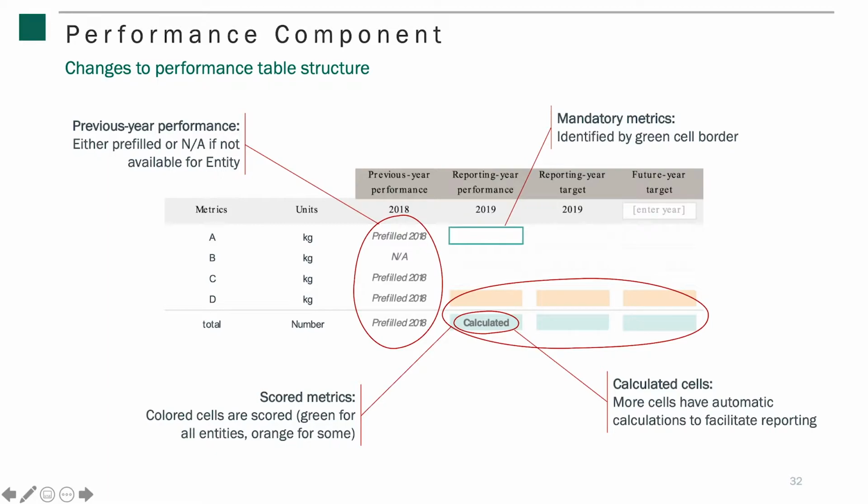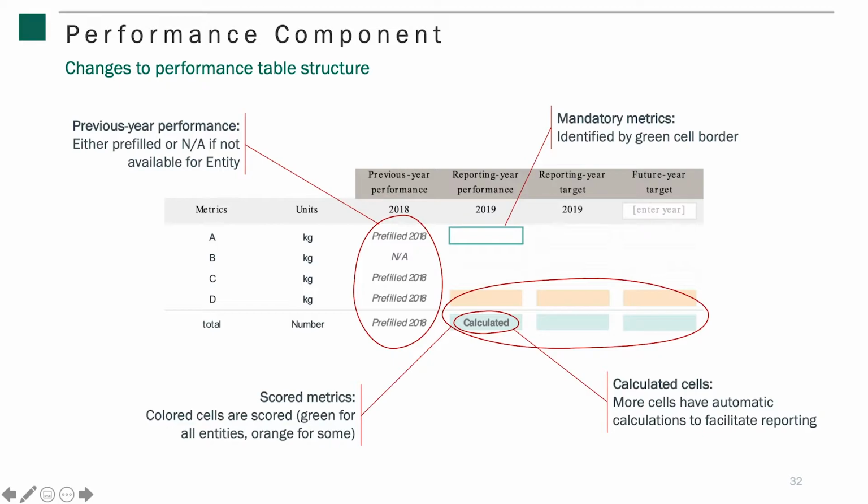The performance component has several indicators with performance tables. The structure of these tables has been revised in 2020. The column on previous year performance is now automatically populated, either showing the data provided by the entity in the previous year, or NA for not available if the entity didn't participate or did not provide data. The cells that are scored are shaded in green.